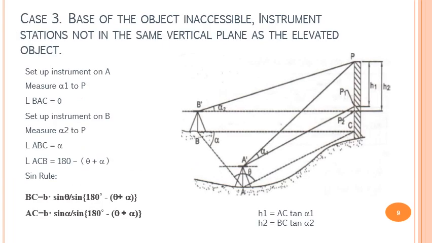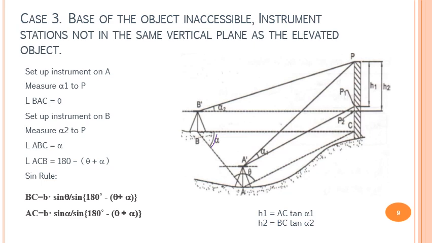Now, case 3: the base of the object is inaccessible and the instrument stations are not in the same vertical plane as the elevated object. Set up the instruments. Here, in the diagram shown, H1 is equal to AC tan alpha 1, that is H1. H2 is equal to BC tan alpha 2. Here the angle alpha is measured with respect to BC, and angle ABC is at A dash and B dash.